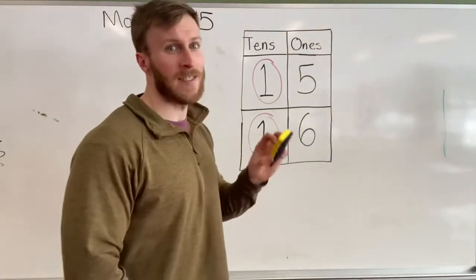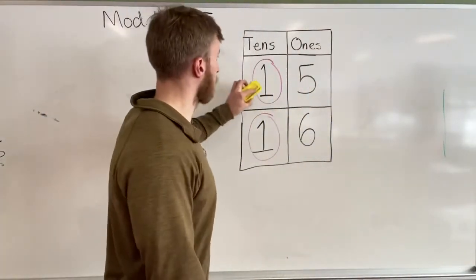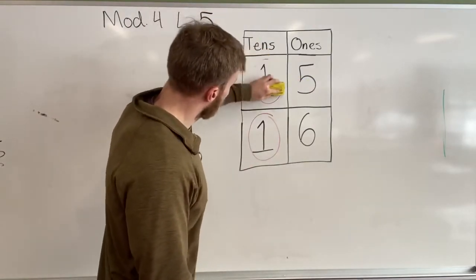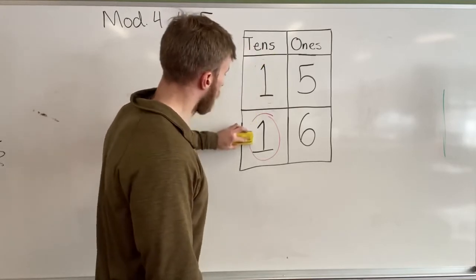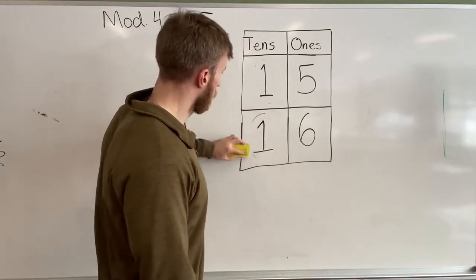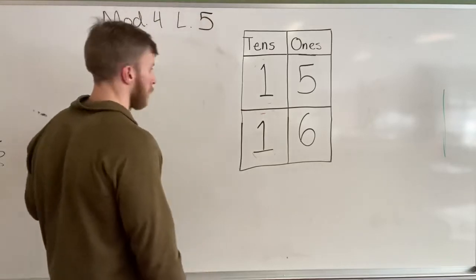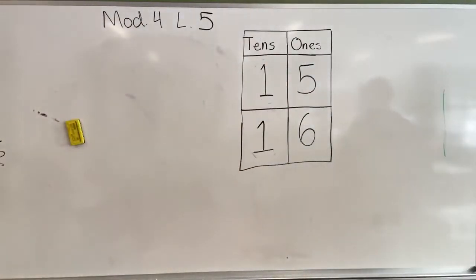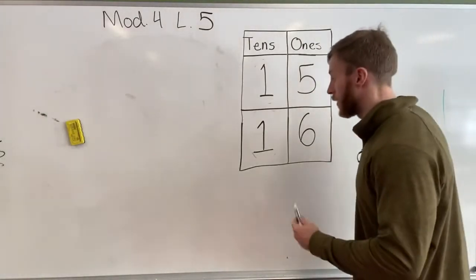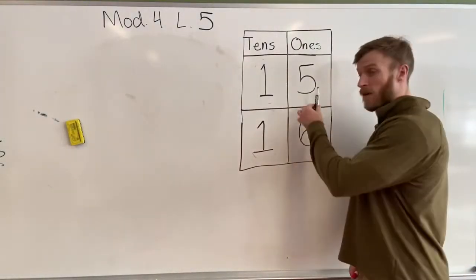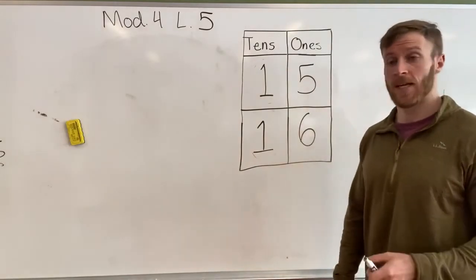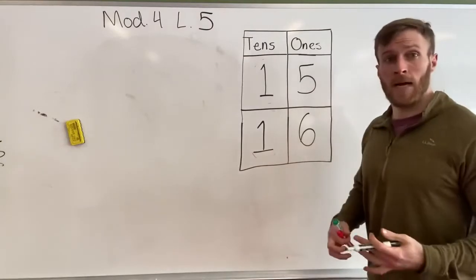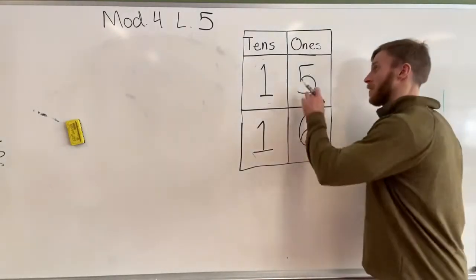Think about what is different about these two numbers, looking at 15 and looking at 16. Take a couple more seconds. Five more seconds. Okay. Did anyone notice that the ones place value is different? If you did, right on. Nice job. Now, how much are they different by? How much bigger is 6 than 5?